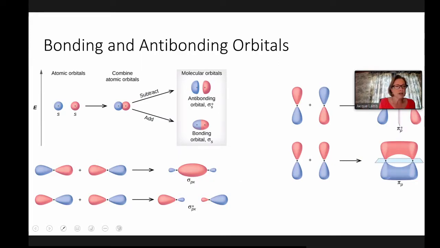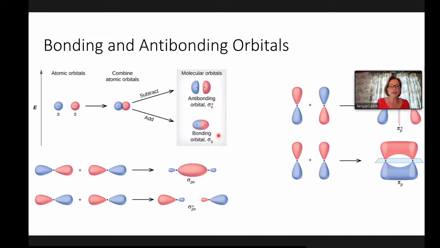These represent two s orbitals on two neighboring atoms. When they come together, they combine. If you add them together, they form a stronger orbital that is delocalized over the entire molecule. It's kind of a football-shaped structure. Much of that region lies between the two nuclei. Therefore, it is a sigma bond, and it's a bonding orbital. We call this a sigma s orbital because it is formed from s atomic orbitals.